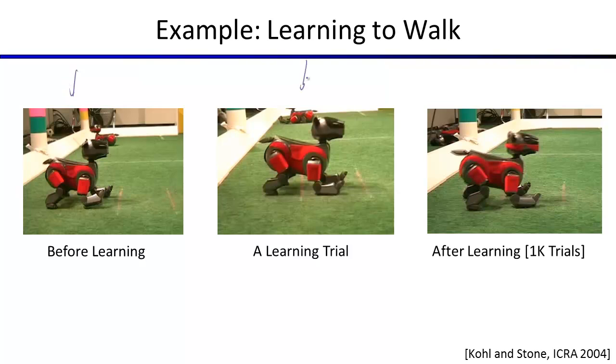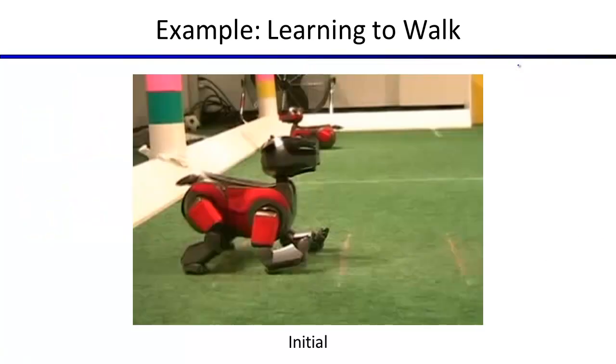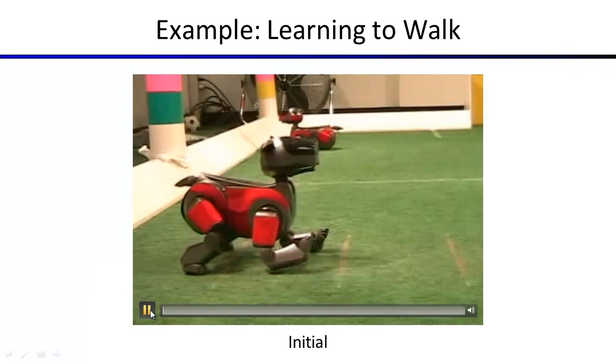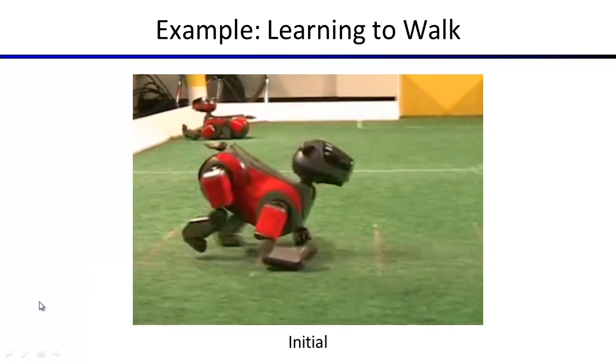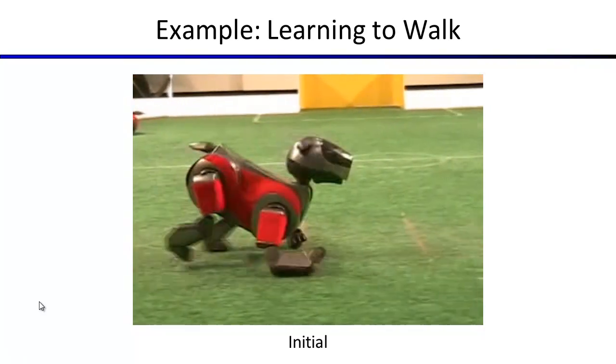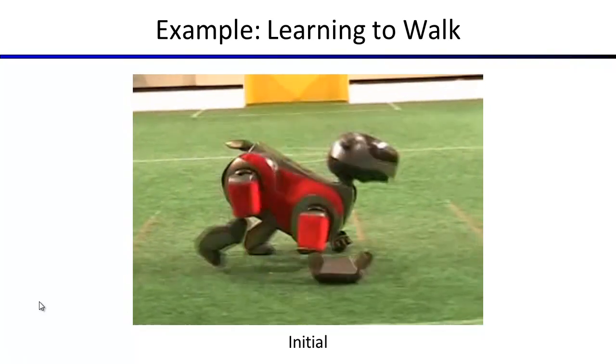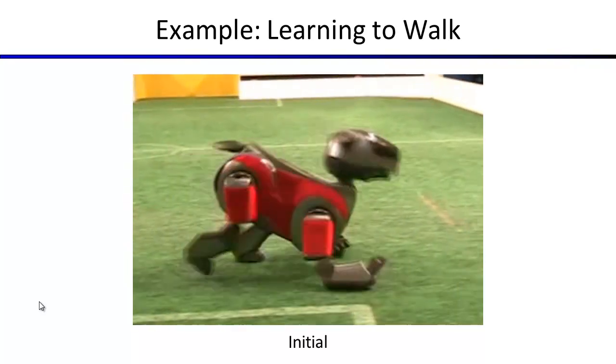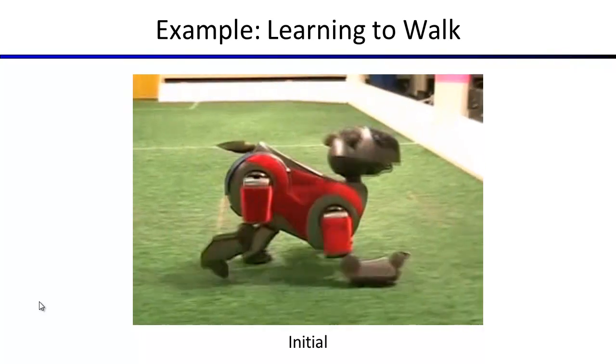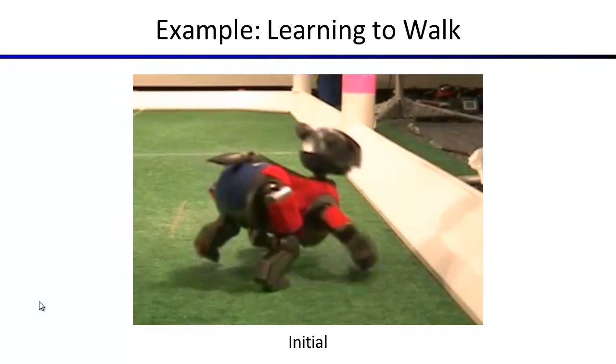Then we'll see what happens during learning, and that will be reinforcement learning in action. We won't know yet what's happening underneath, but we'll see the result of reinforcement learning, and then we'll see after 1,000 learning trials how well the robot dog can walk. So here's initial, which means hard-coded. The robot's walking. It's making progress, but you can also see often the front feet are slipping back. It's not going super fast, but at least it is a walking motion.